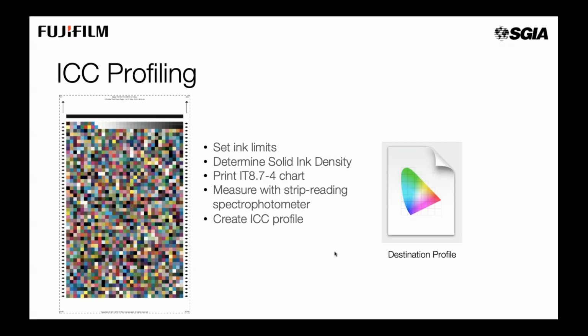And once I've got that data, I can plug that into my ICC profile software and create the destination profile for that particular device. That profile is a lookup table that says, here's how this device will print for this particular print condition.